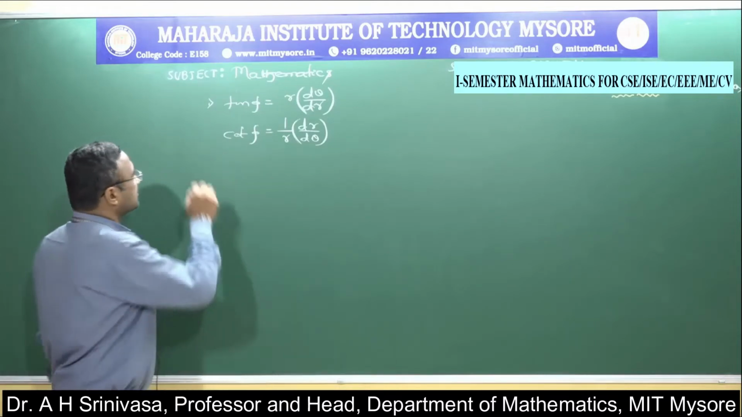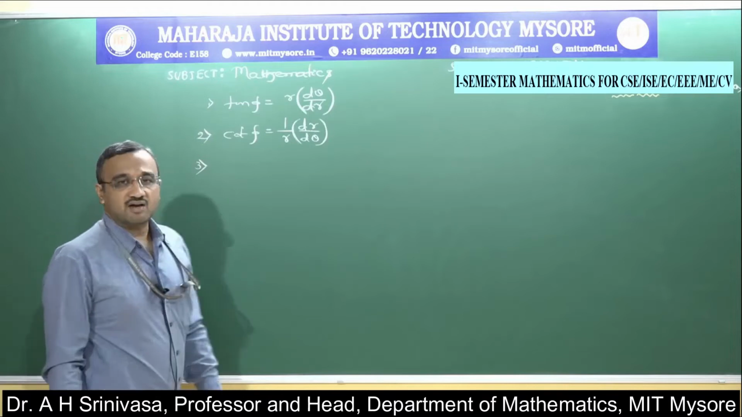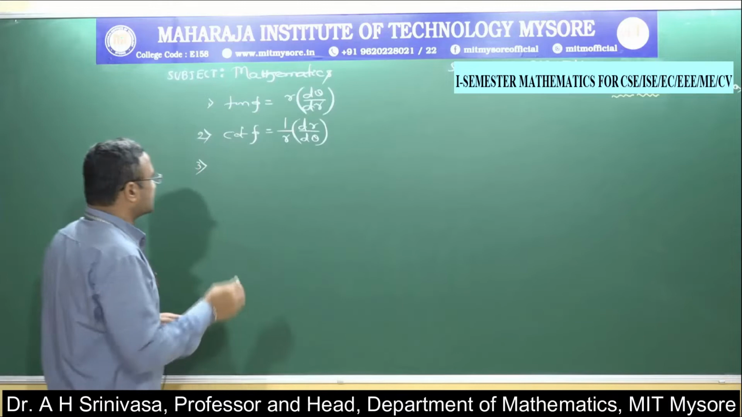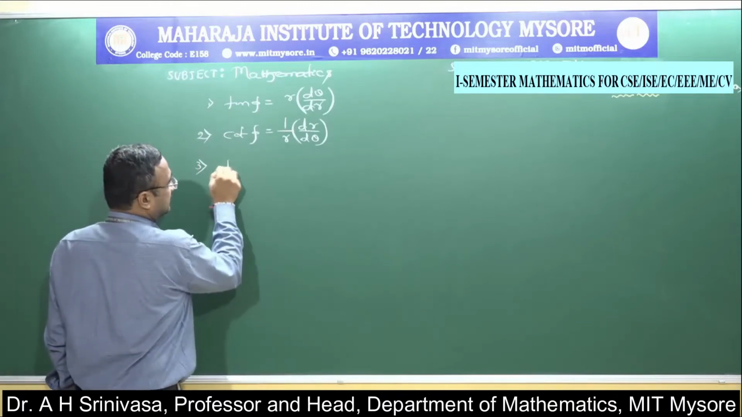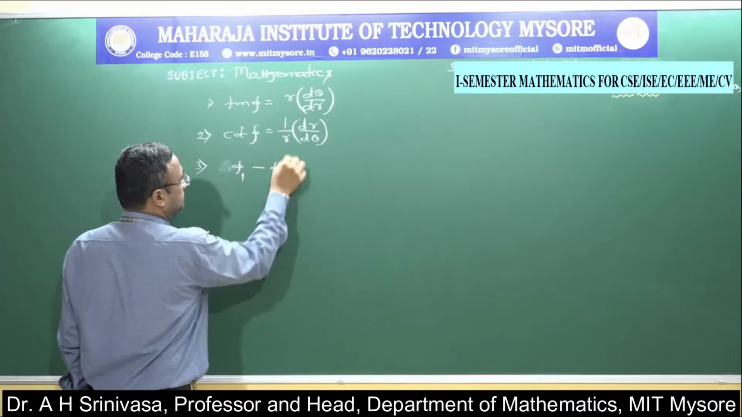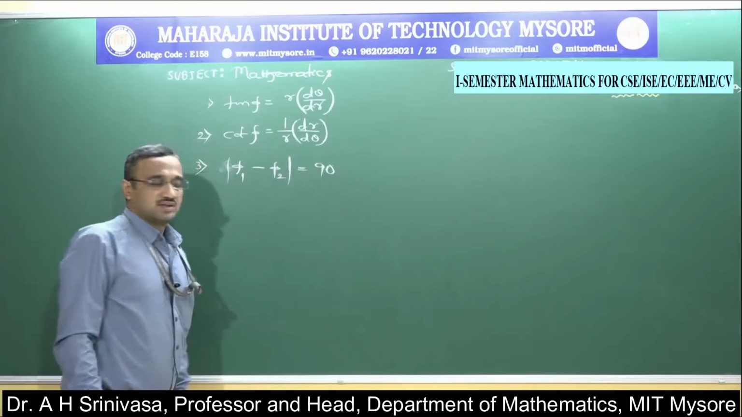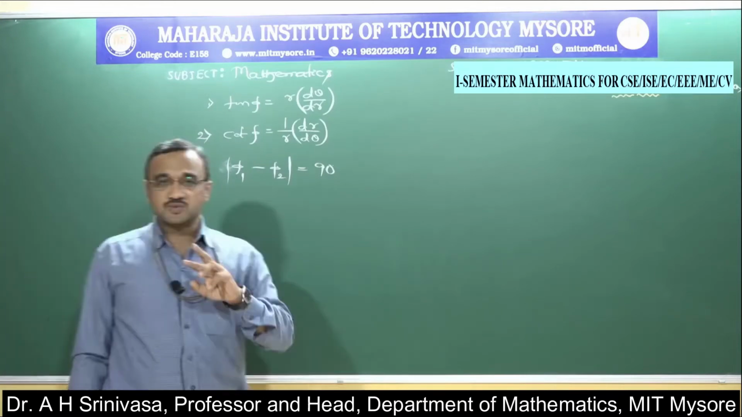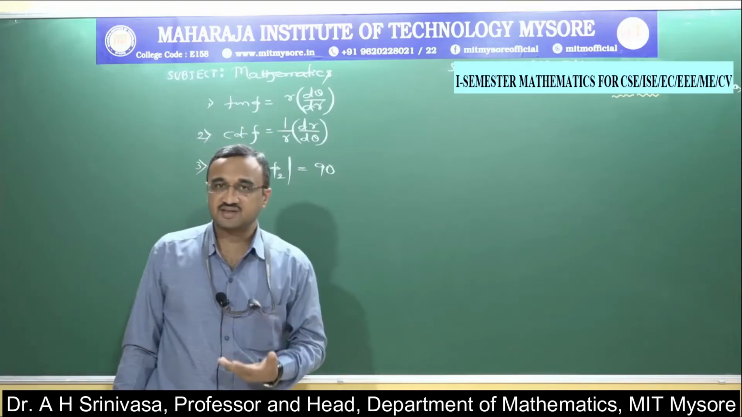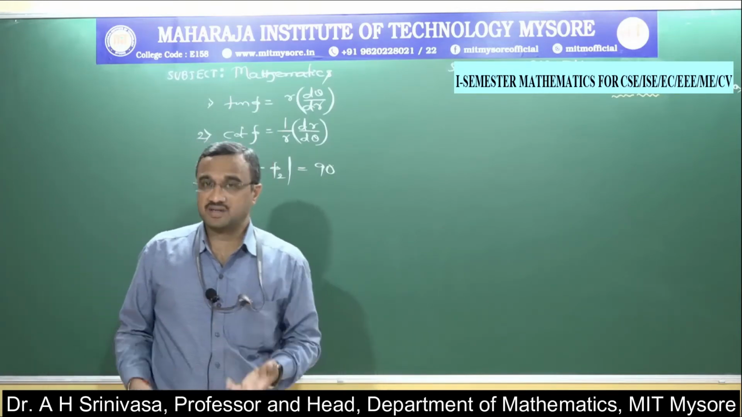And one more result we also discussed: how to find the angle of intersection between two curves. We simply consider it as the absolute value of phi 1 minus phi 2, as a modulus. If you get 90 degrees, that is, phi 1 and phi 2 differ by 90 degrees, we call it two curves intersecting orthogonally.